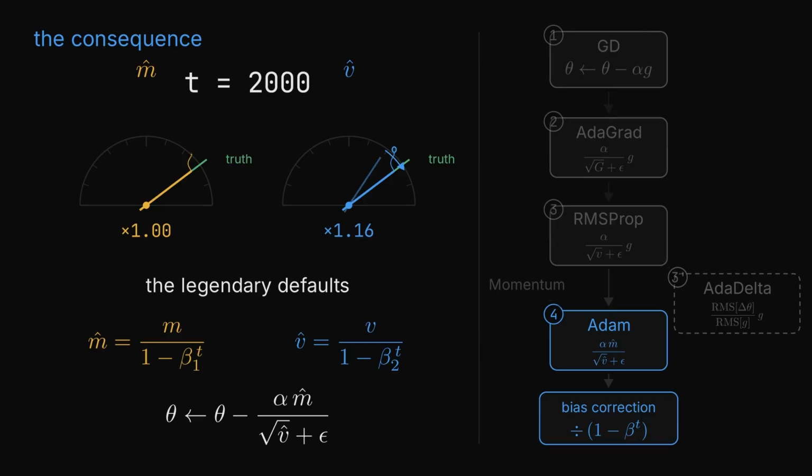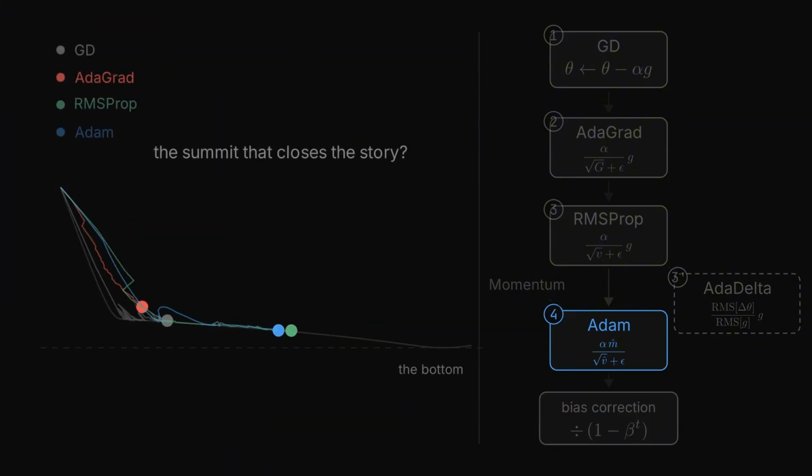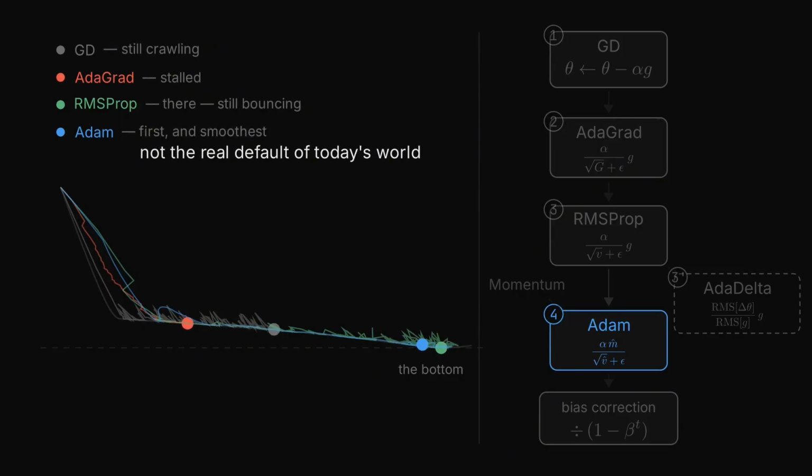The legendary defaults. Beta 1 equals 0.9, beta 2 equals 0.999, and epsilon equals 10 to the minus 8. It looks like Adam is the summit that closes the story. But it isn't the real default of today's world, and its proof still hides a crack.